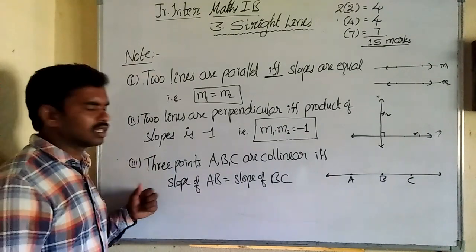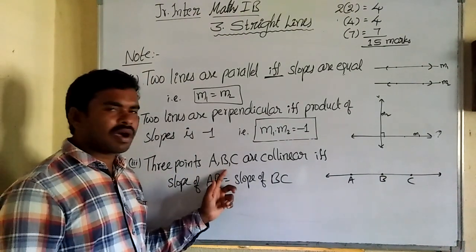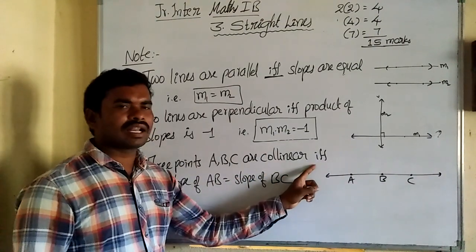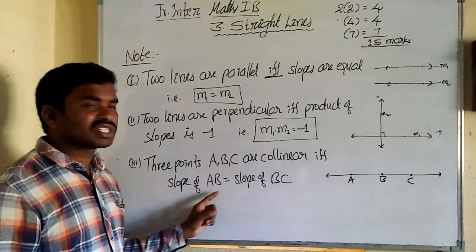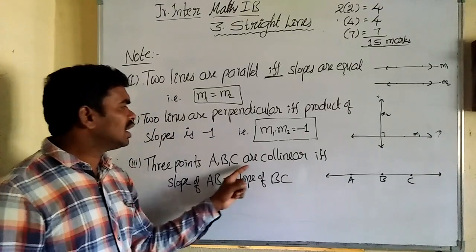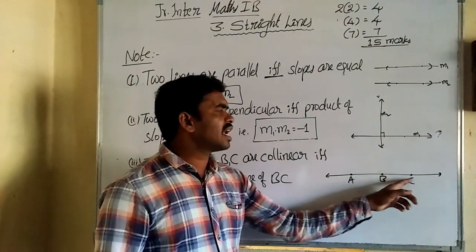Okay. Next, third point. Three points A, B, C are collinear if the slope of AB equals the slope of BC. Collinear means they lie on the same line.